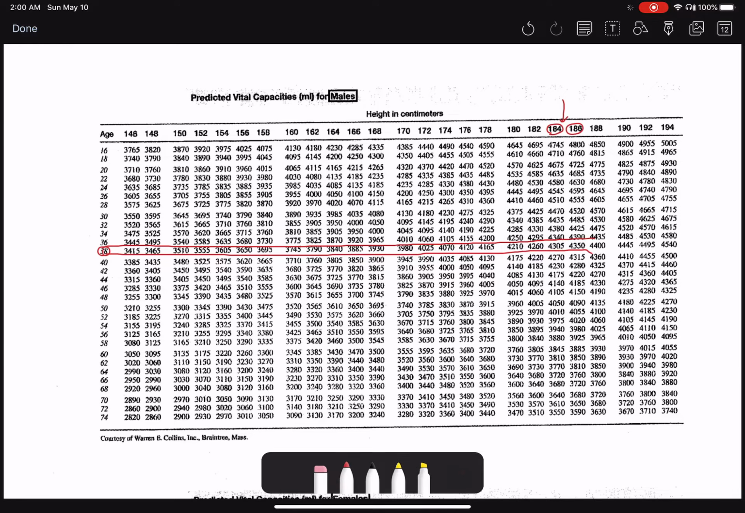Maybe I won't use the straight edge. I think the problem is getting confused with the straight edge, the touch screen, that is. Okay, so I'm going to draw some vertical lines associated with my height.